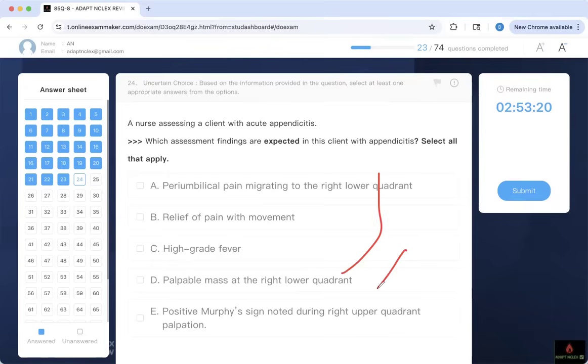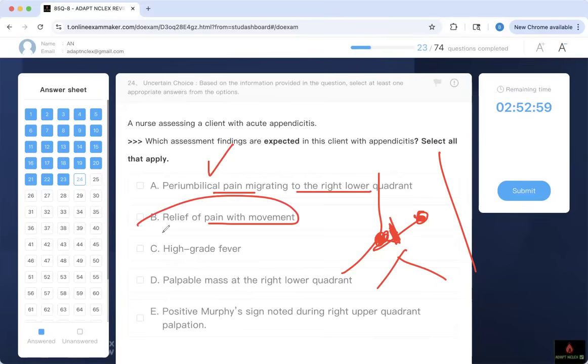So appendicitis, this is your belly button. It's on the right side. So this is where, two-thirds of the way, McBurney's point. That's where you're going to have pain. So you have periumbilical pain migrating to your right lower quadrant. This is appropriate. That's number one.